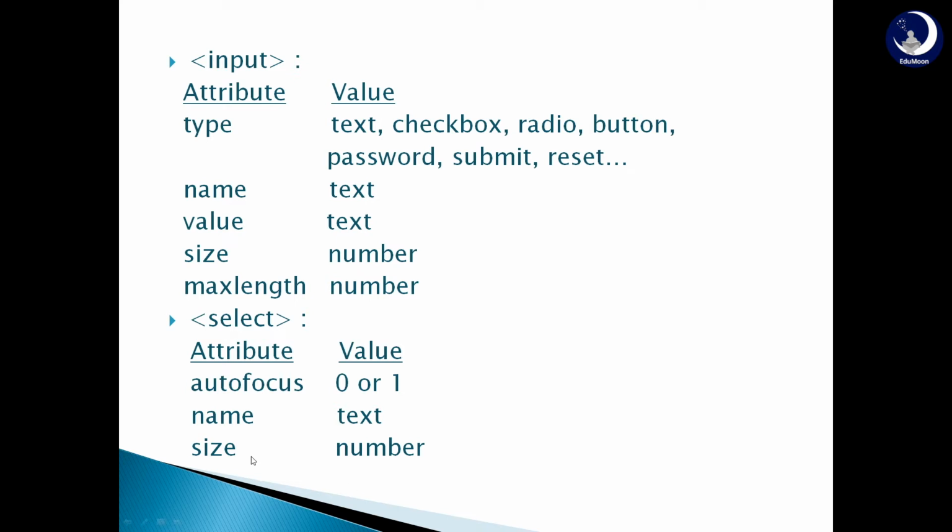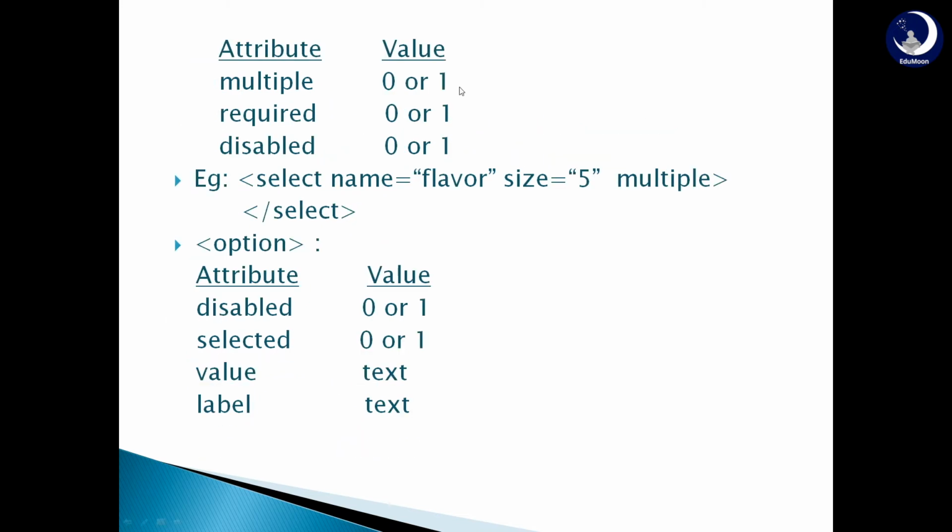Next, size. It is used to specify the number of list items or options we want to display to the user by default before clicking on the show button when the form is loaded. Multiple. This allows you to select multiple options from the drop-down list. Required. This makes the drop-down list a mandatory one. That means without selecting an option from the drop-down list, the form does not get submitted. Disabled. This makes the element unusable or unclickable.